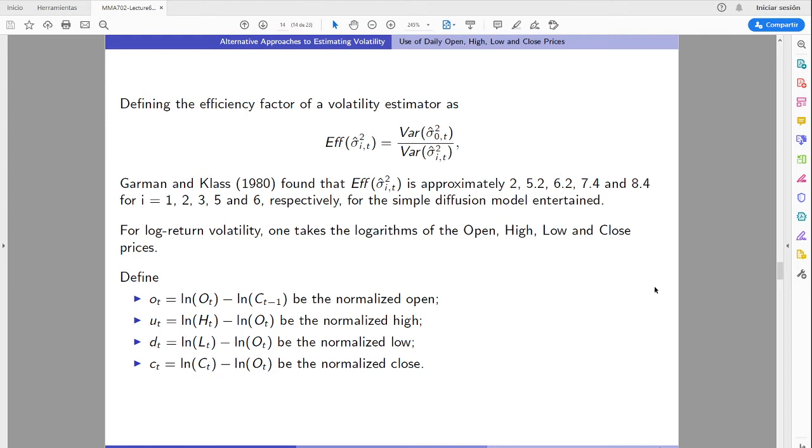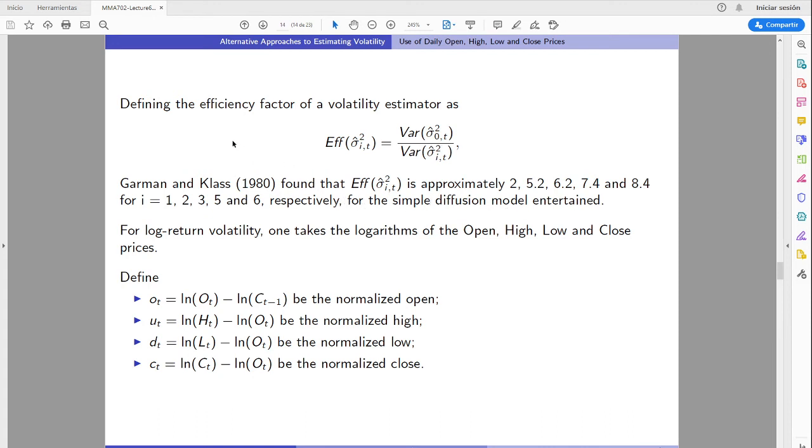So a volatility estimator has a certain level of efficiency, and it can be measured using this estimator. It's basically the variance at the 0th moment divided by the variance of this at the ith moment. Garman and Klass found that this estimator is approximately 2, 5.2, 6.2, 7.4, and 8.4 for these coefficients respectively for the simple diffusion model entertained.